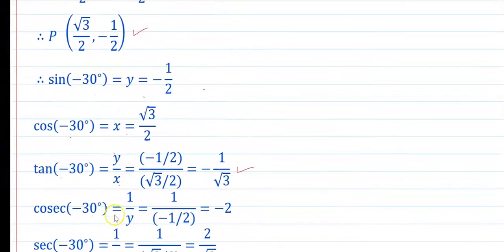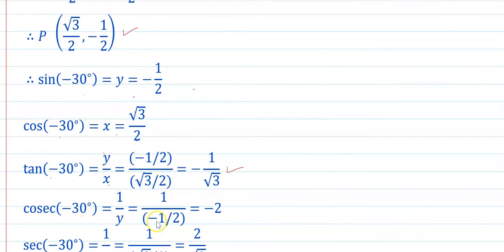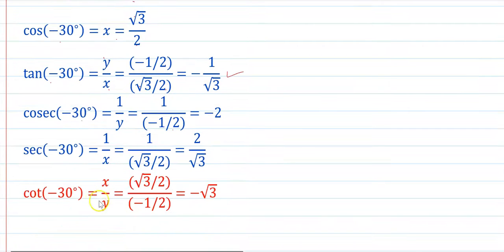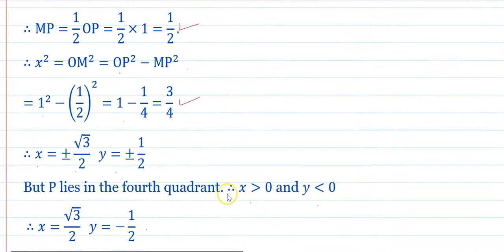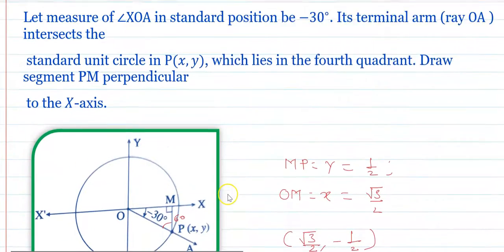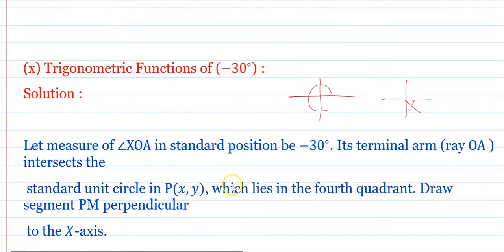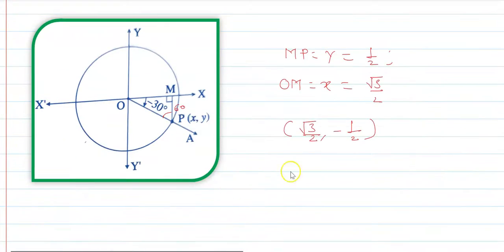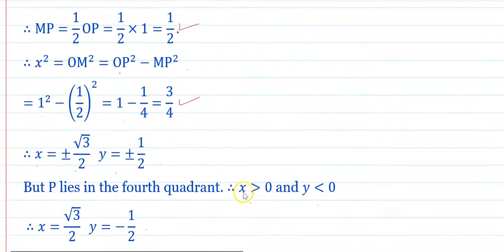Cosec of minus 30, that is 1 upon Y, is equal to 1 upon minus 1 upon 2. Its reciprocal is minus 2. Sec of minus 30 is 1 upon X, that is 1 upon root 3 by 2. Its reciprocal is 2 upon root 3. Cot of minus 30 is X upon Y, root 3 by 2 upon minus 1 upon 2. 2 gets cancelled, and you are getting minus root 3. And hence, these are the values of the trigonometric functions for the angle minus 30 degree. In this way we had also found them earlier.